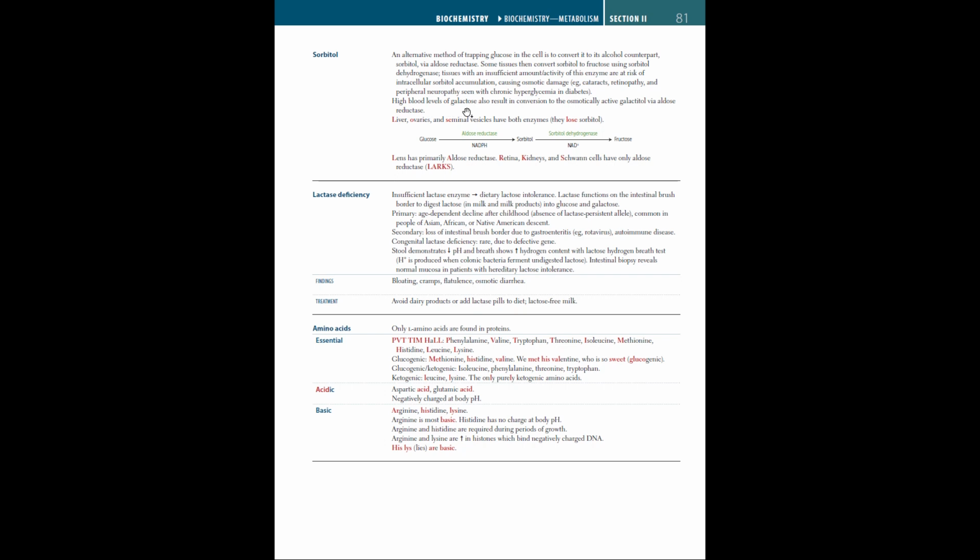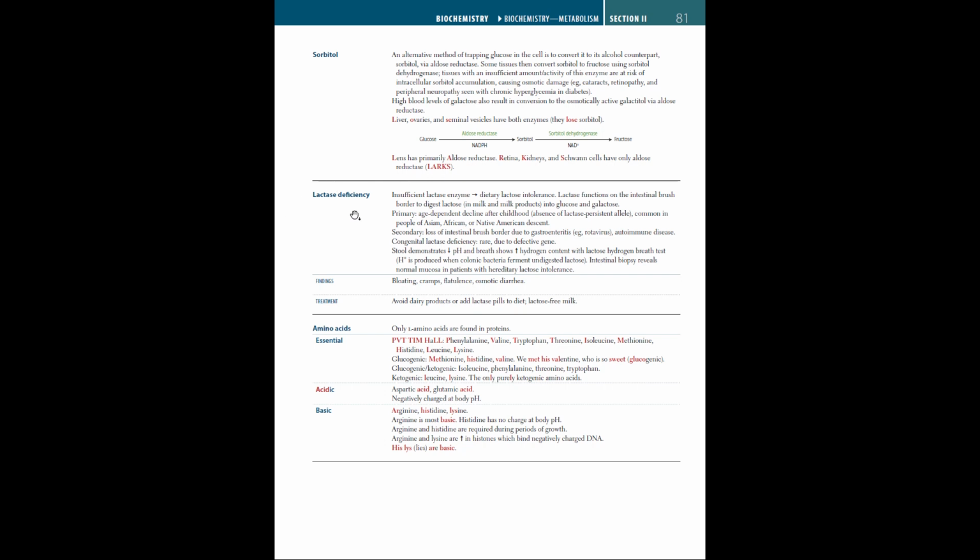High blood levels of galactose also result in conversion to the osmotically active galactitol via aldose reductase. So liver, ovaries, and seminal vesicles have both enzymes. They lose sorbitol. Whereas the lens has primarily aldose reductase. The retina, kidneys, and Schwann cells have only aldose reductase.